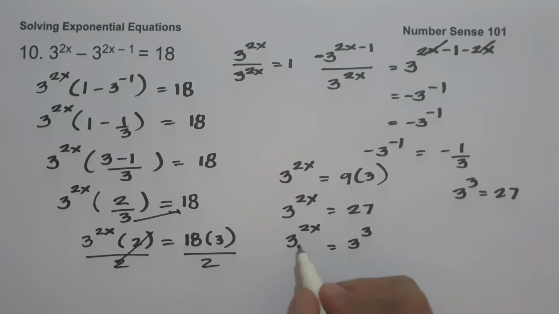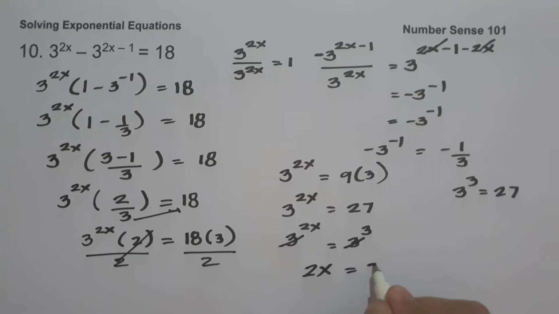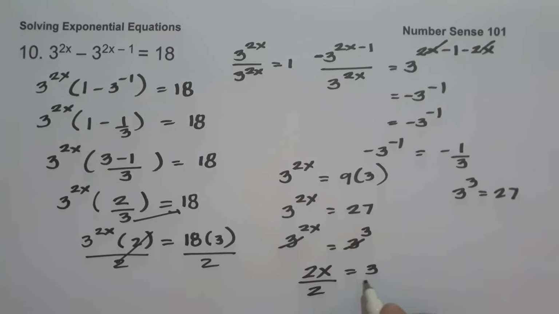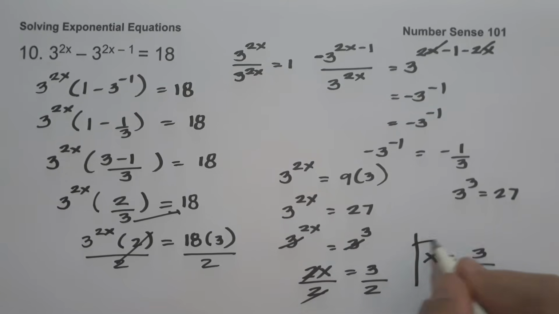Since we have the same base, let us cancel the base and let us have 2x equals 3. Let us divide both sides by 2. Let us cancel this one. So x equals 3 over 2. And this will be our answer.